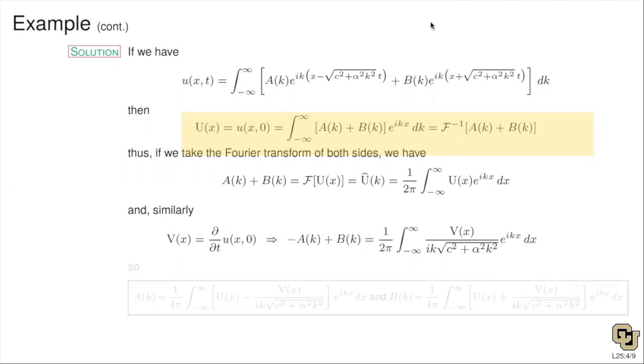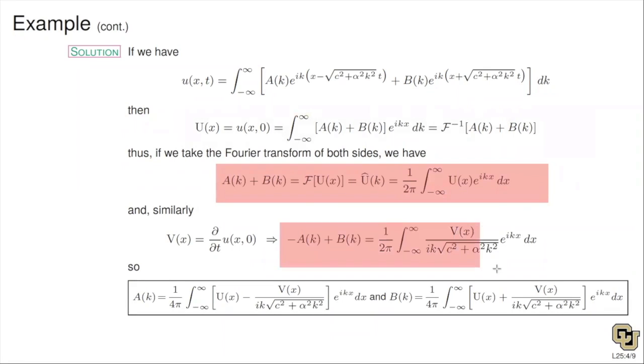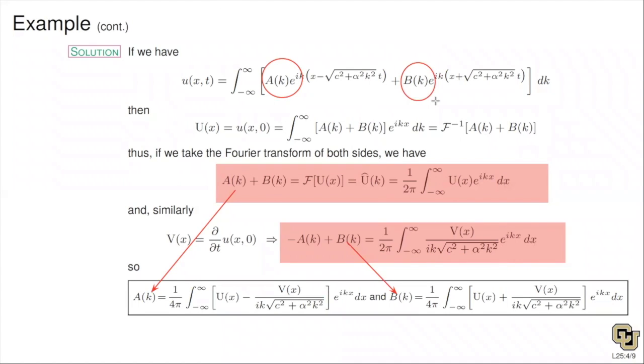So now I have two equations, two unknowns. And so we can solve for A and B. So I solve for A of k and B of k. And those are the missing coefficients from our solution. That's the only part that's missing.